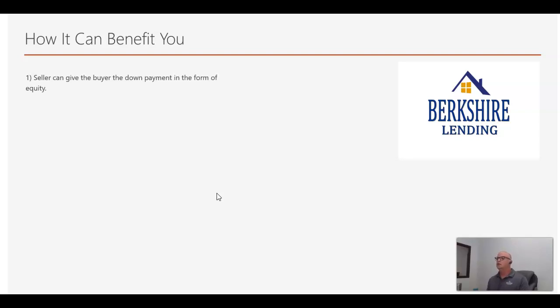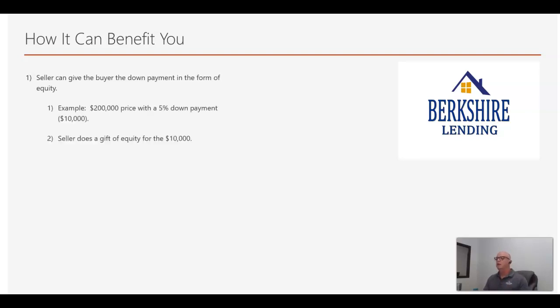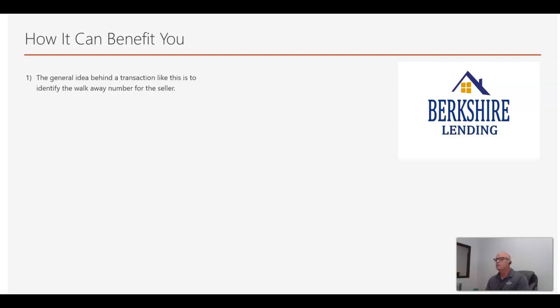So let's start in here, and I'll just go through it. Okay, I just explained that, and that's really the one huge difference. In a normal purchase transaction, the seller cannot give the buyer the down payment. But when you're buying it from a family member, if the family member is living in the house that's selling it, they can give you the equity for the down payment. So let's use an example of a $200,000 sales price with a 5% down payment. 5% is a normal, conventional down payment. So that's $10,000, and the seller in this example would do a gift of equity for $10,000.